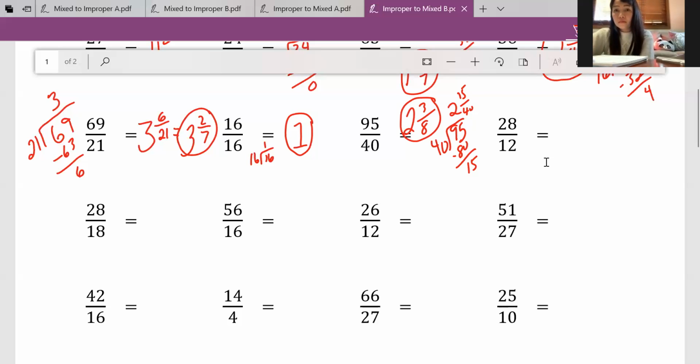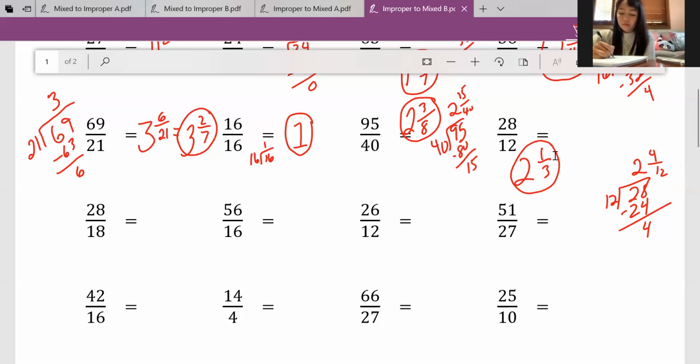Let's look at 28 over 12. So here's 28 divided by 12. I know 12 times 2 is 24. If I subtract, there's 4 left over, so that would be 2 and 4/12. I'm going to write a 2 here. But I know that 4 and 12 share the factors 1, 2, and 4. But the greatest factor is 4. So 4 divided by 4 is 1. And then 12 divided by 4 is 3. So 2 and 1/3, or 2.66, is the same as 28 over 12.